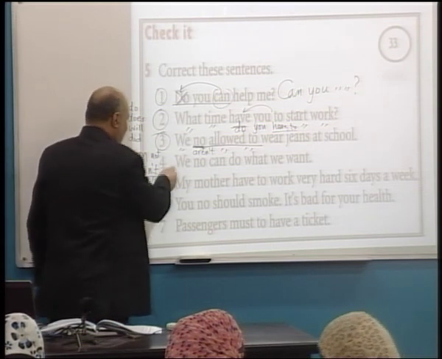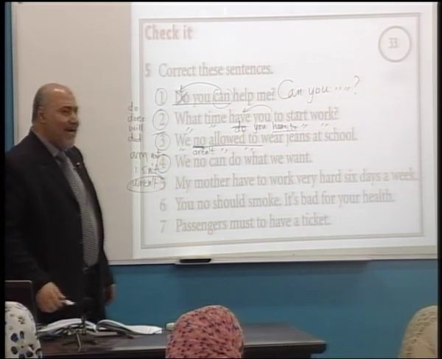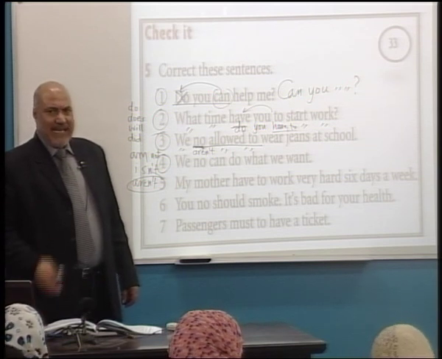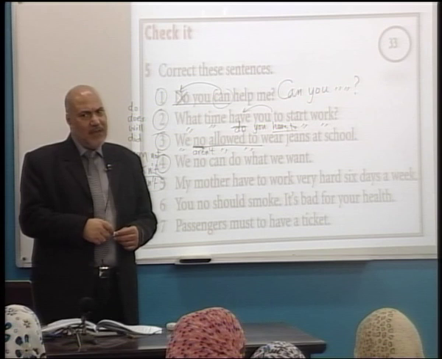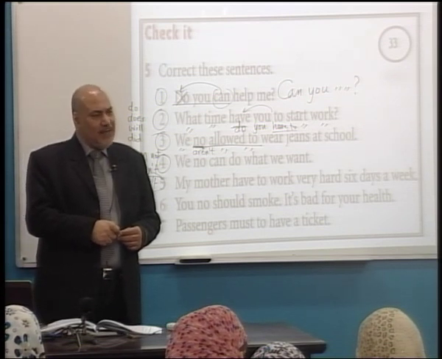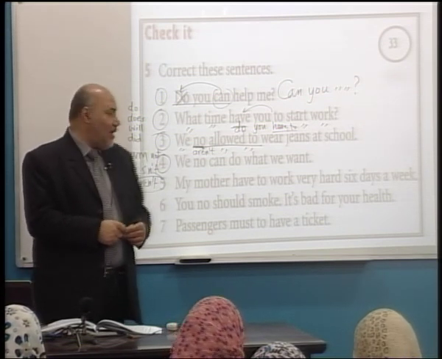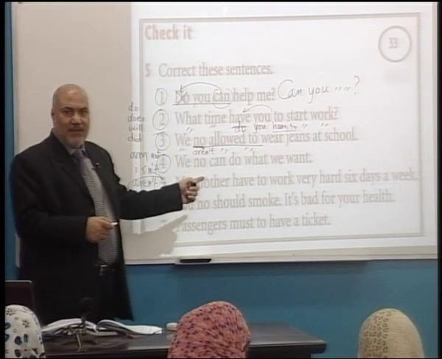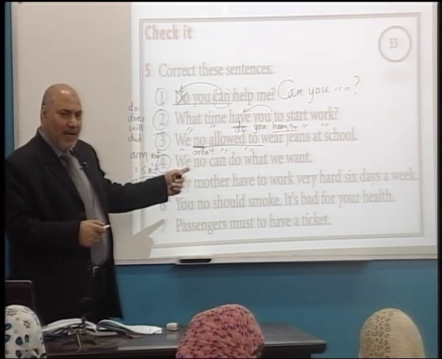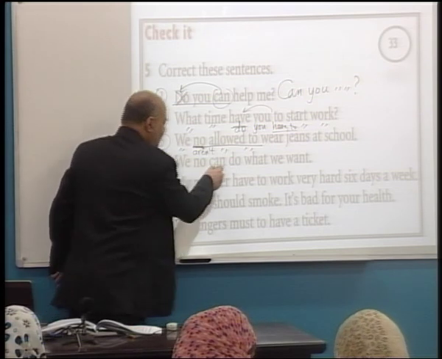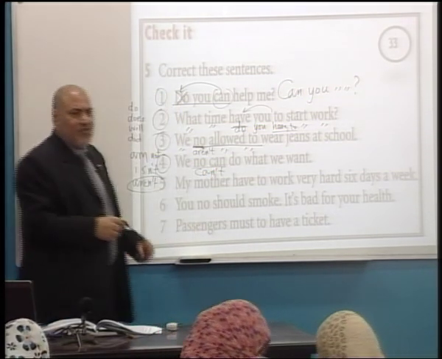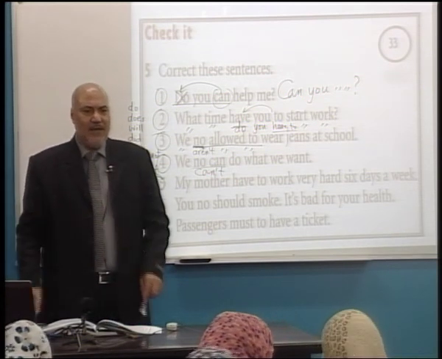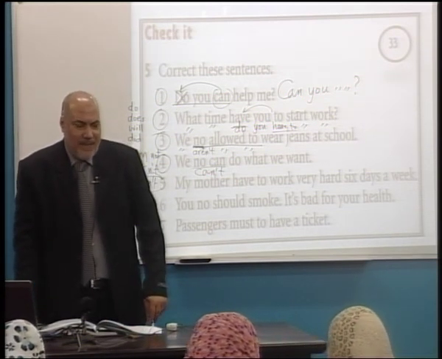Look at number 4. We know can. Can is an auxiliary. Isn't, aren't, am not, wouldn't, won't, can't, shouldn't, mustn't. So here, can't. Why? Auxiliary verbs take not with them to make the negative.